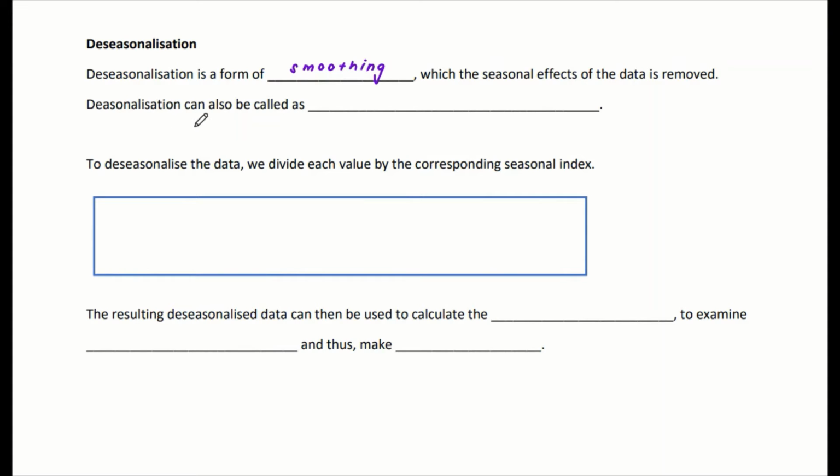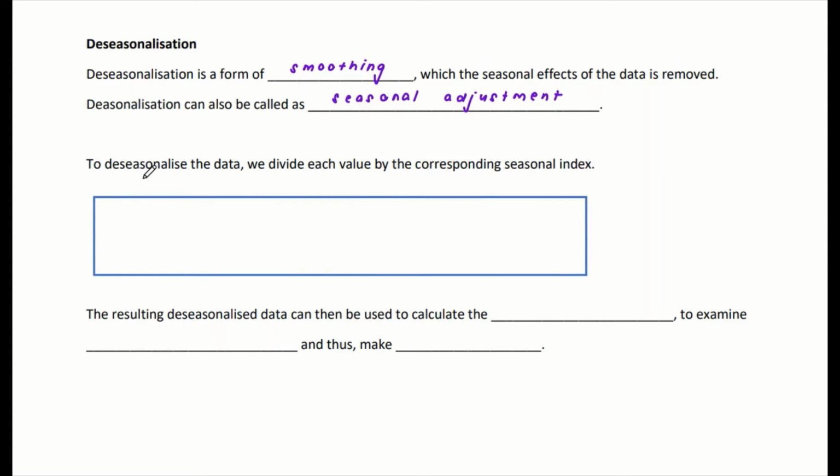Deseasonalization is also called seasonal adjustment, which means that you adjust the raw value that you have by using the respective seasonal index. So if the question asks you to deseasonalize the data, it's the same thing as when they say seasonally adjust the data. The data that we get after we do deseasonalization is called deseasonalized data, and in this term it can also be called seasonally adjusted data. They are just the same thing.